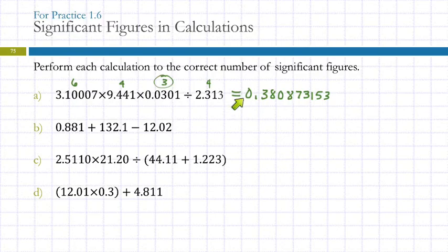So that leading 0 is not a significant figure. So 1, 2, 3, I'm going to keep up to this place. Then I want to look at this next digit. That's the decider. Do we go up or down? It's 5 or greater, so we're going to go up. And we're going to record this as 0.381.